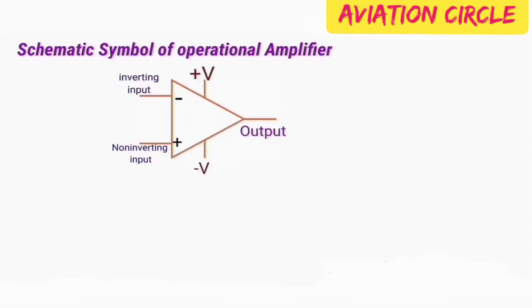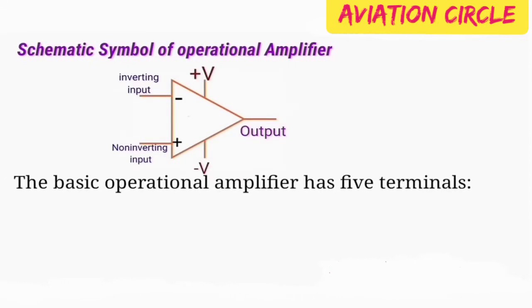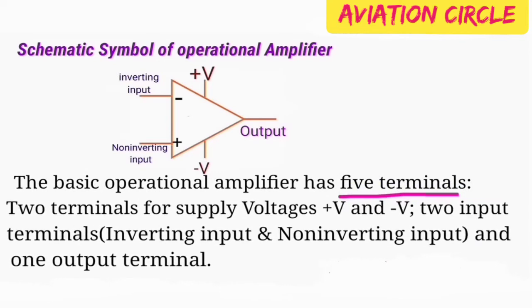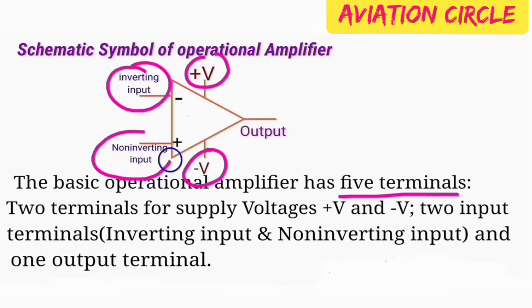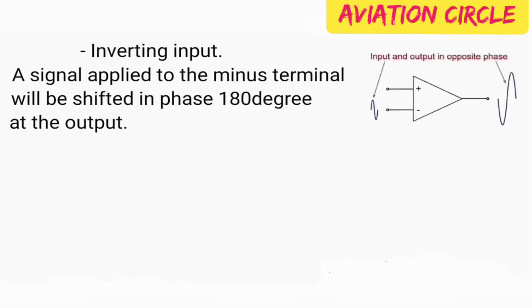Schematic symbol of operational amplifier. The basic operational amplifier has 5 terminals, in which 2 terminals are for supply voltage plus V and minus V, 2 input terminals, which are inverting input and non-inverting input, and 1 output terminal. Inverting input: a signal applied to the minus terminal will be shifted in phase by 180 degrees at the output. Input and output are in opposite phase.